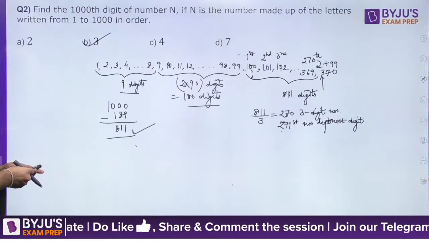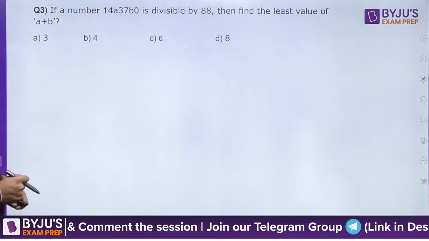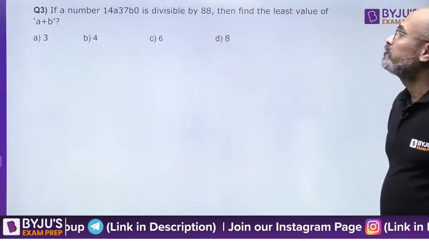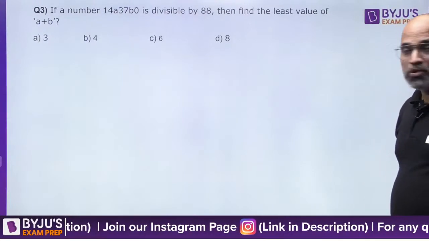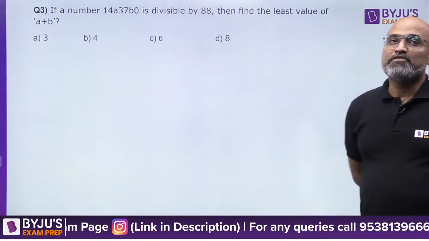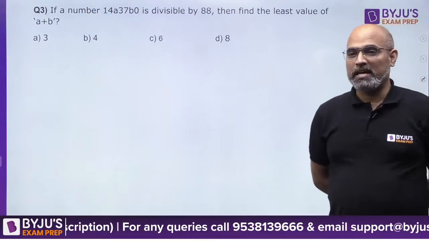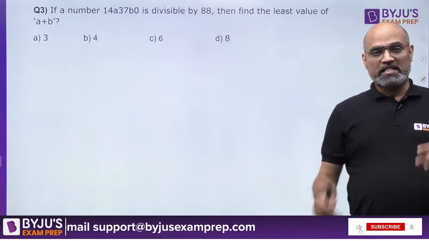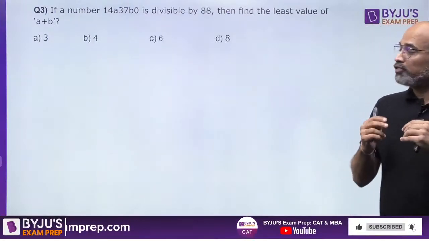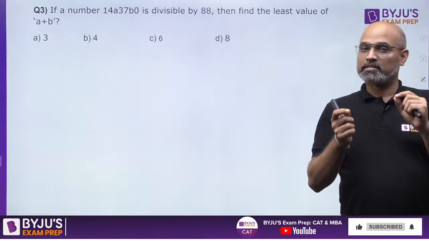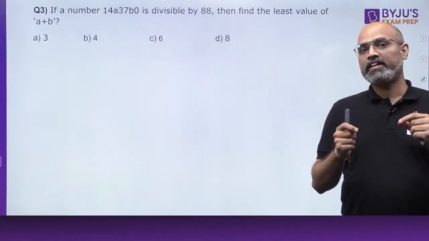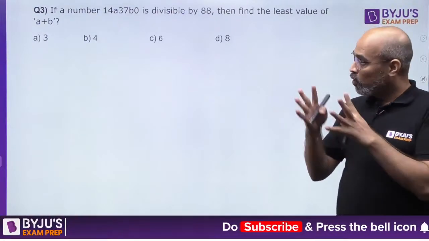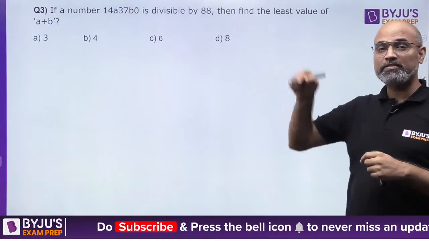The next question. If a number 14A37B0 is divisible by 88, then find the least value of A plus B. So there is a number that has to be divisible by 88. We have to figure out the 2 missing digits. There may be a lot of possibilities, we don't know that yet. But whichever possibilities we have for A and B, their sum should be minimum. So what could be that minimum possible sum? Least value, as in minimum possible sum.